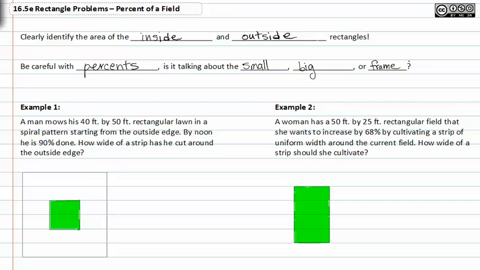In example 1, a man mows his 40-foot by 50-foot rectangular lawn in a spiral pattern starting from the outside edge. So we're moving inward. By noon, he is 90% done. So 90% of the field is this part here, the white area. And the green part is what he still has not mowed. That would be 10%.